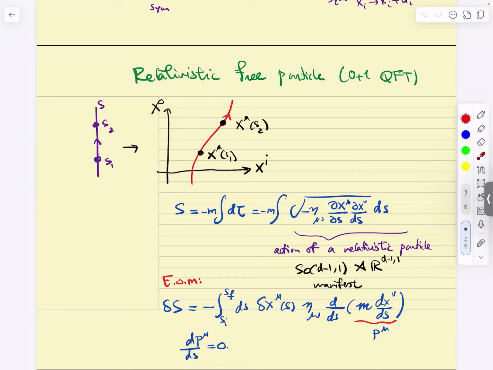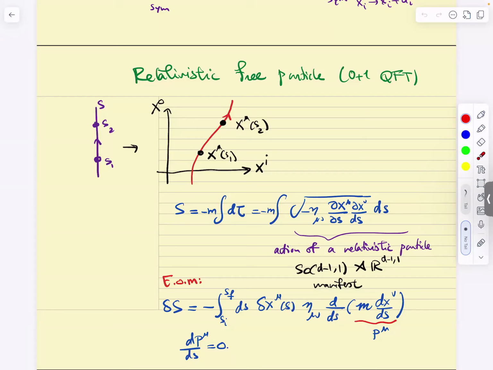I have a field x0 that's supposed to be time in target space. It's an operator. And then this is the physical time here. This is an external parameter. All right, so this is what we want to do.